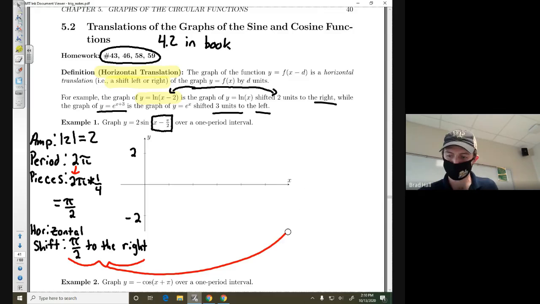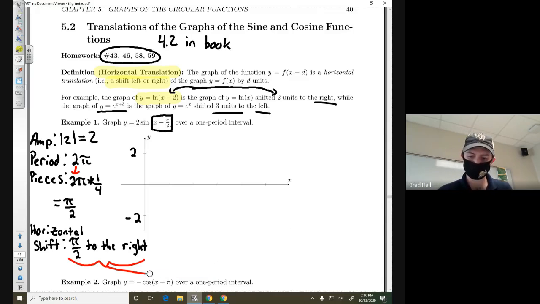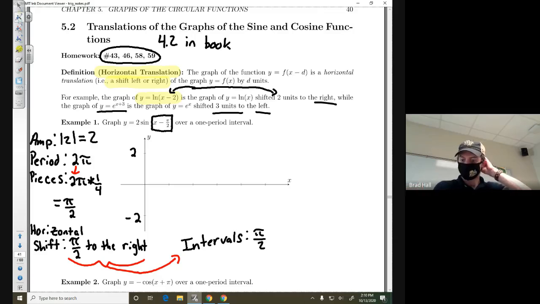One second. Just going to put this right here. Intervals. So the pi over 2 is not coming from the pieces. The pieces just so happen to be the same as the shift. That's just a coincidence. So we're starting off with not 0, but pi over 2.